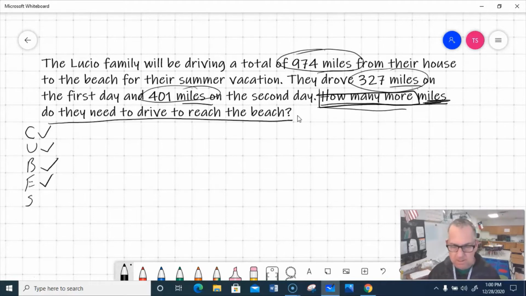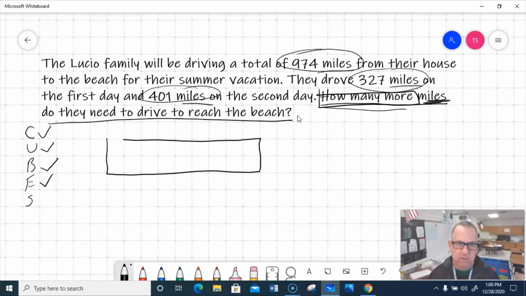But typically, we don't subtract 3 numbers at a time. So we're going to go ahead and do a strip diagram. I like to do strip diagrams. I'm going to do something like this. And right here I see total. I guess that's another keyword.